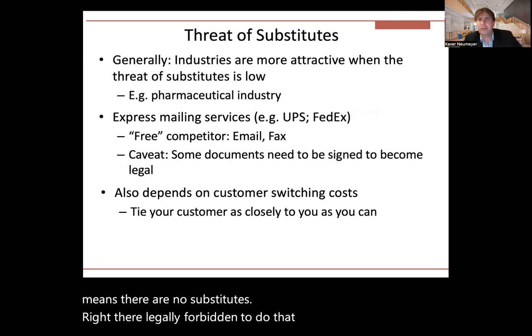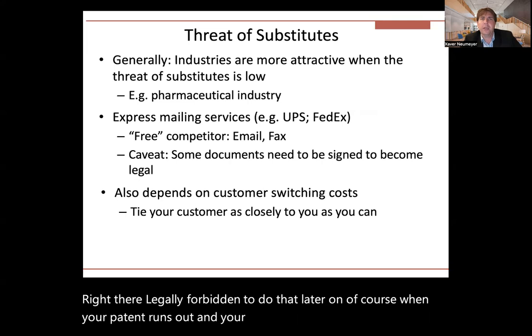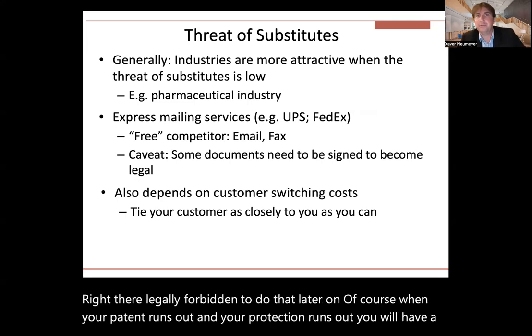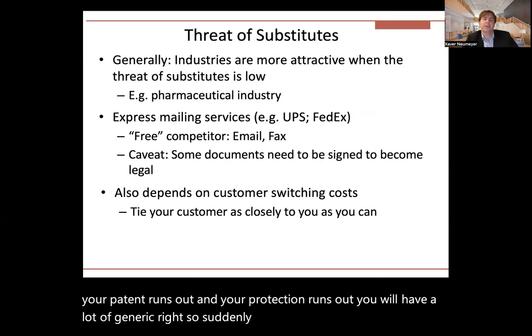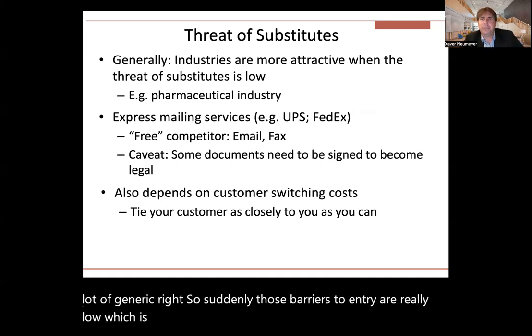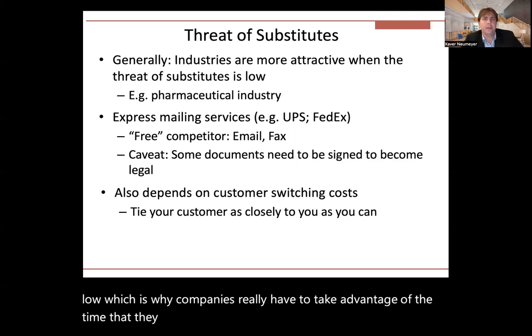Later on, of course, when your patent runs out and your protection runs out, you will have a lot of generic, right? So suddenly those barriers to entry are really low, which is why companies really have to take advantage of the time that they have in terms of that protection.